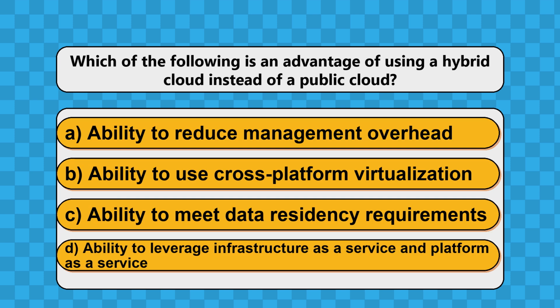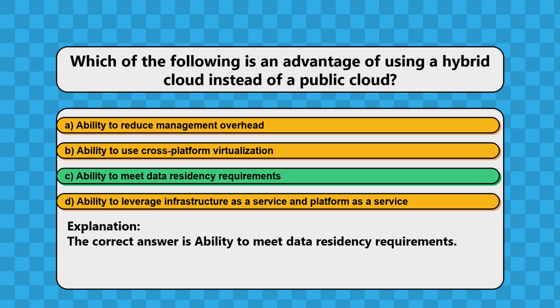Question 10. Which of the following is an advantage of using a hybrid cloud instead of a public cloud? Option A, ability to reduce management overhead. Option B, ability to use cross-platform virtualization. Option C, ability to meet data residency requirements. Option D, ability to leverage infrastructure as a service and platform as a service. The correct answer is option C, ability to meet data residency requirements.